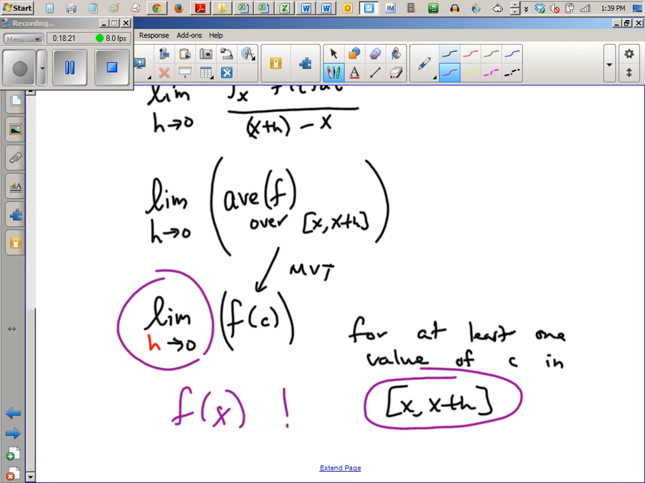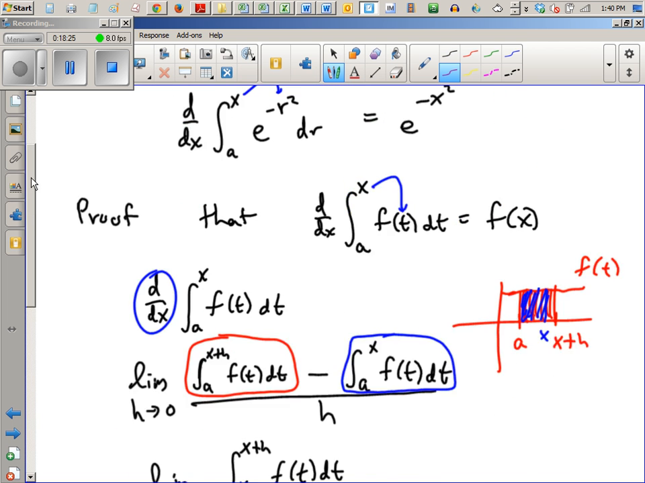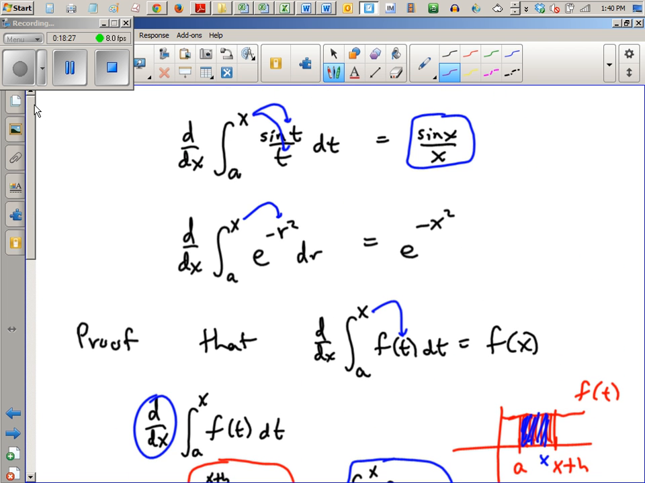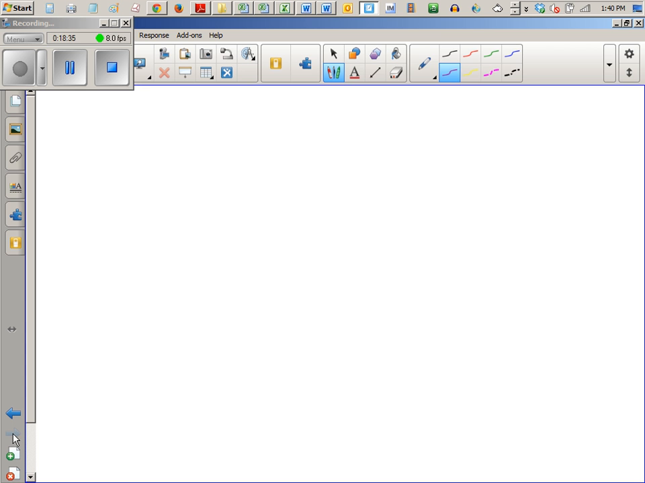Okay, that's kind of a sophisticated proof, but this is such a simple rule that I felt like maybe we should at least have the proof for it in our notes. But most people don't know the proof, they just kind of use this. Let's practice a couple more. Why don't you try one?